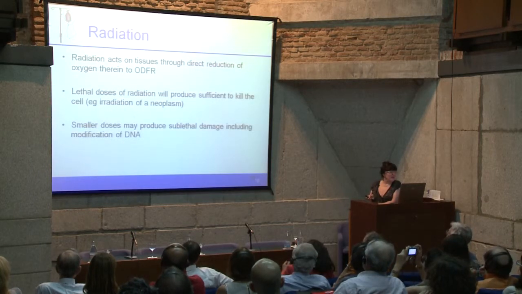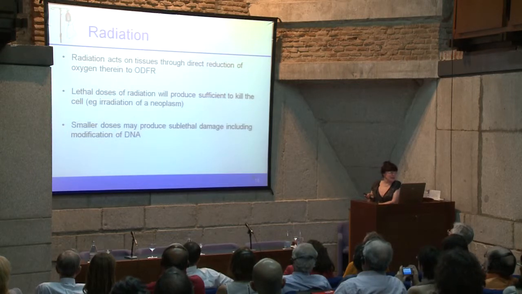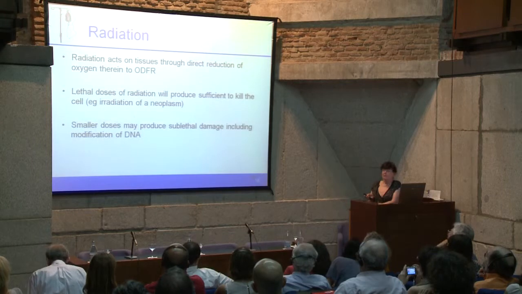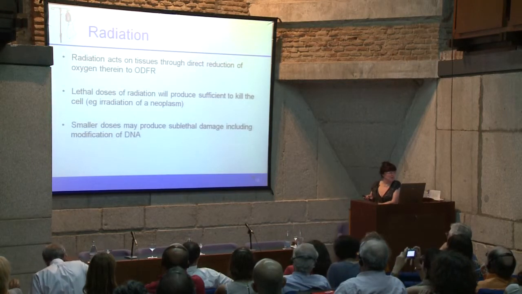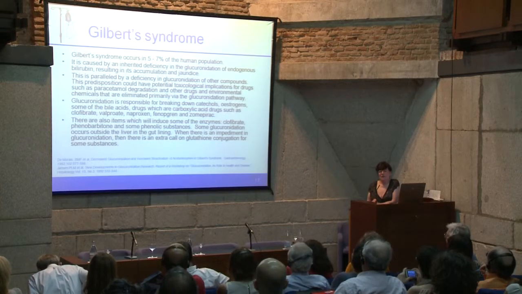And radiation is another source of ODFR. It acts on tissues through direct reduction of the oxygen. Lethal doses of radiation sufficient to kill the cell will occur when you're irradiating a neoplasm, but small doses can produce sublethal damage, including modification of DNA. And this is a particular risk for people who are flying a lot, or pilots, crews, a big group of occupational hazards.